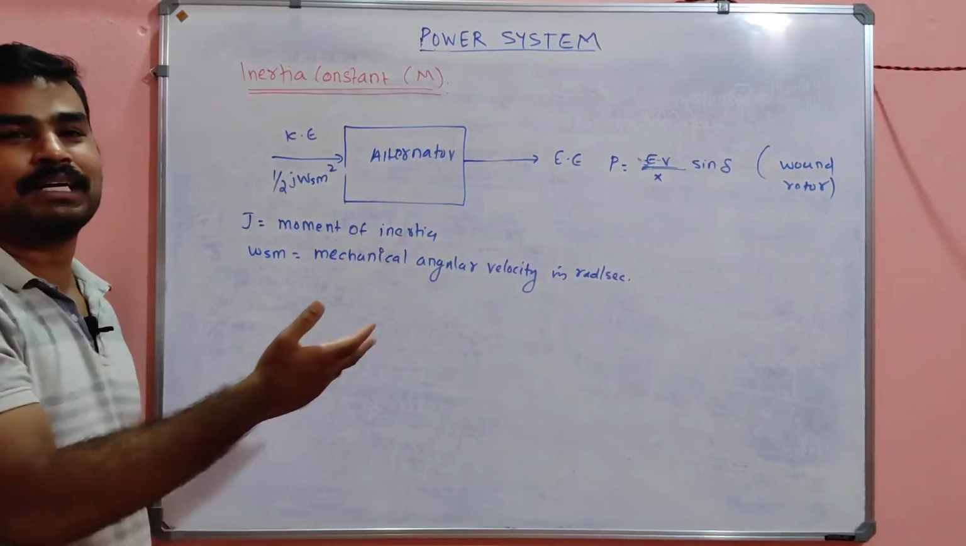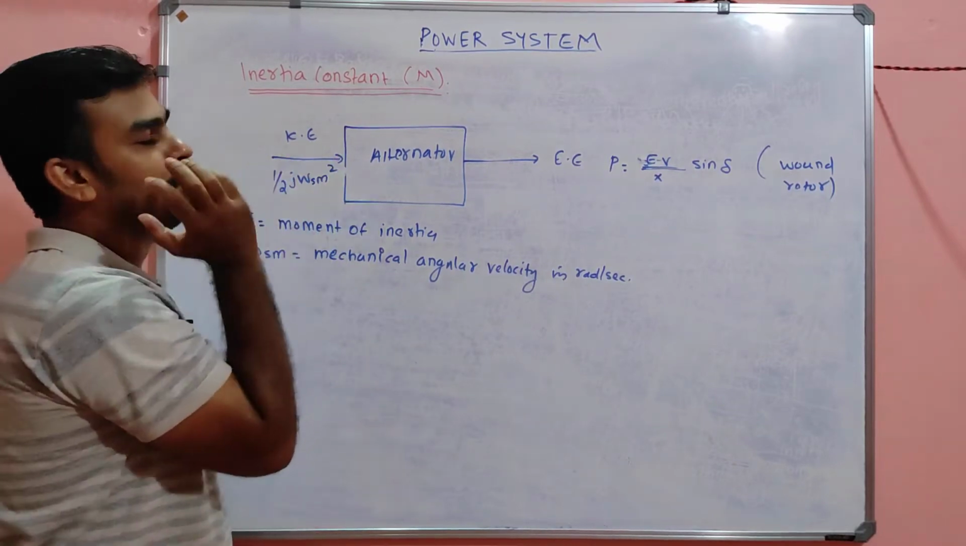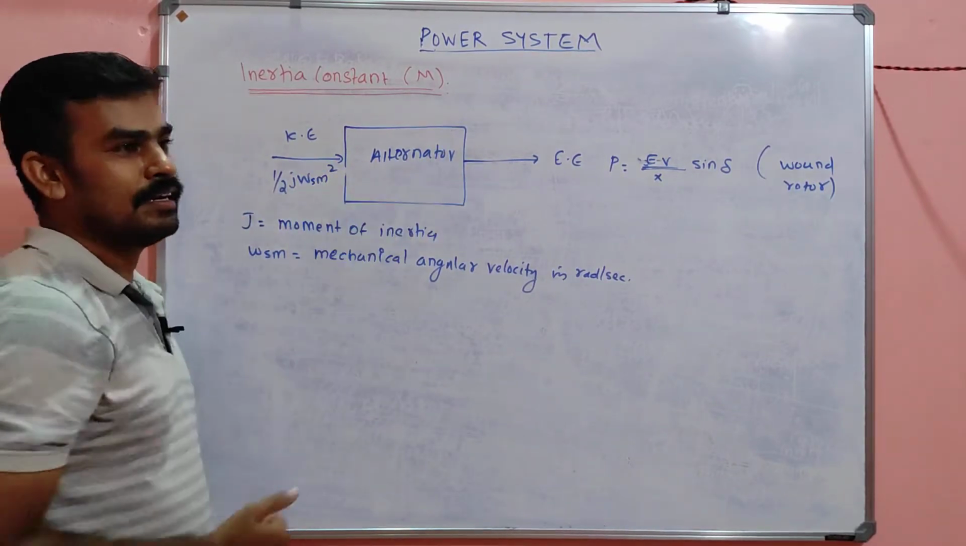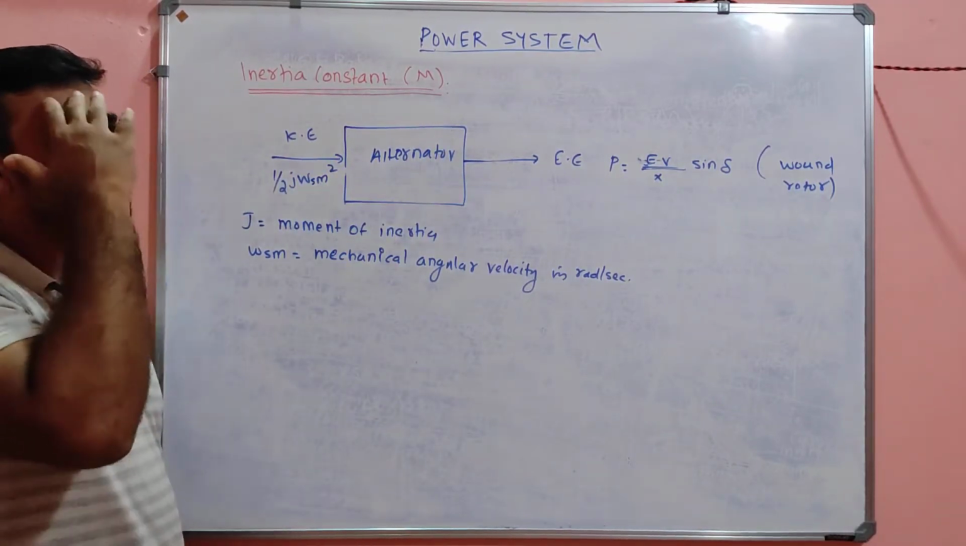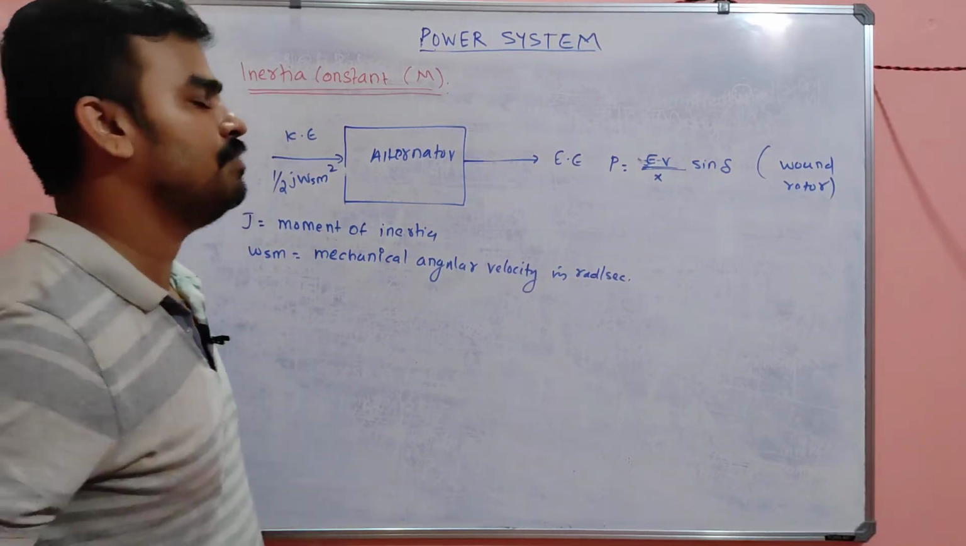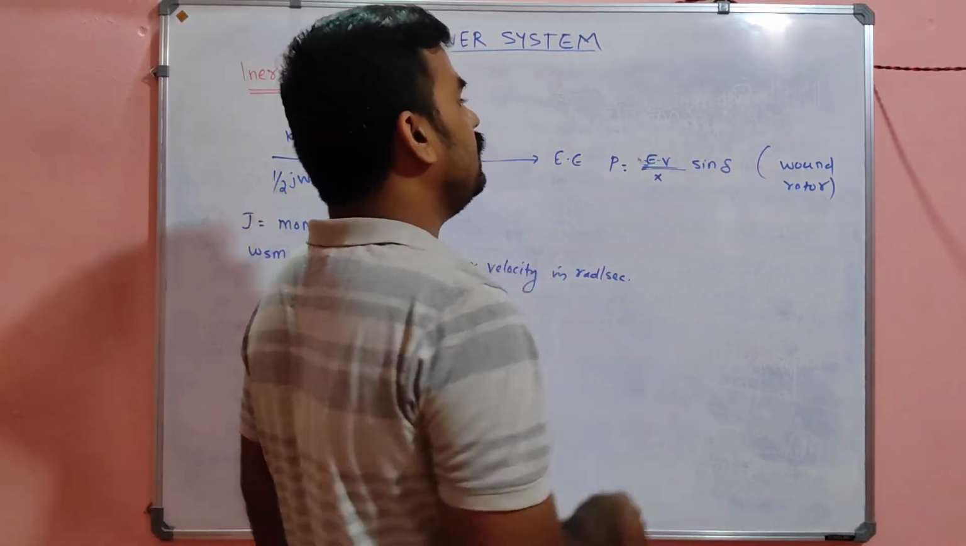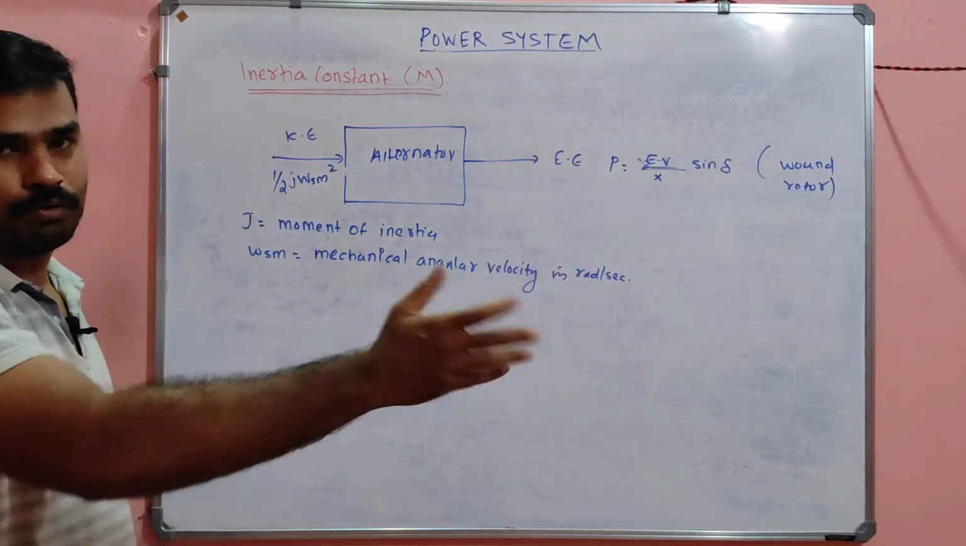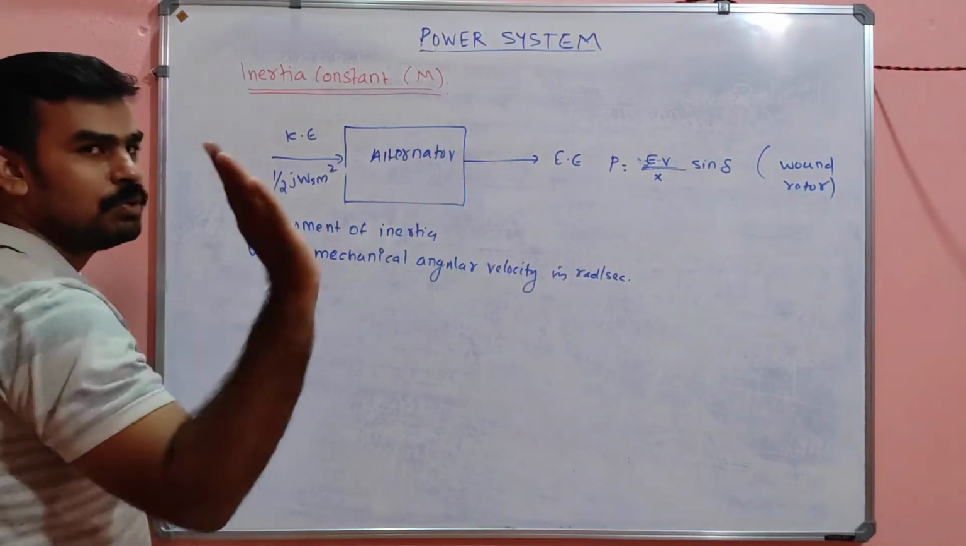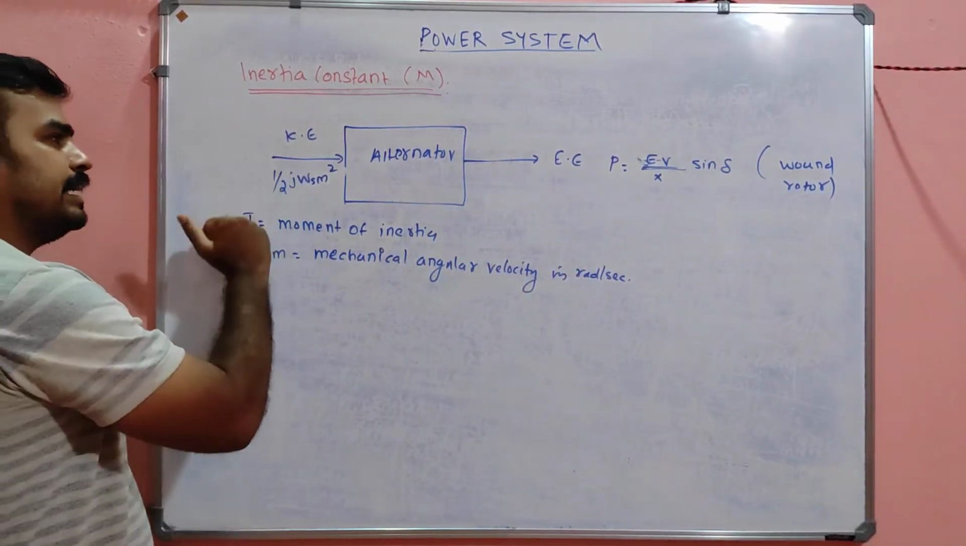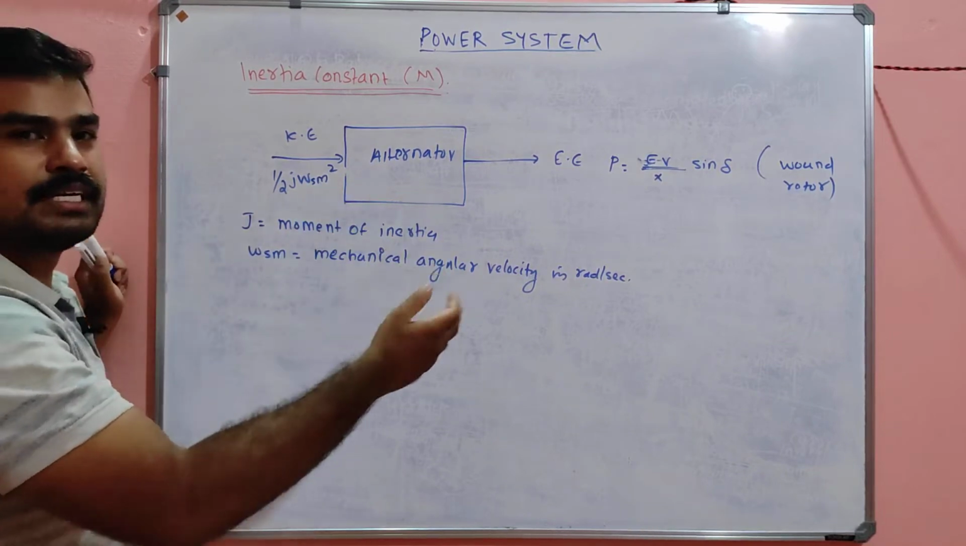Unless you know the rotor angle, if I directly took this concept, you would be confused about what is meant by rotor angle delta. So P is equal to EV divided by X into sine delta is the output of the alternator. These things you already know. So the input side is a mechanical quantity, and the output side is an electrical quantity.